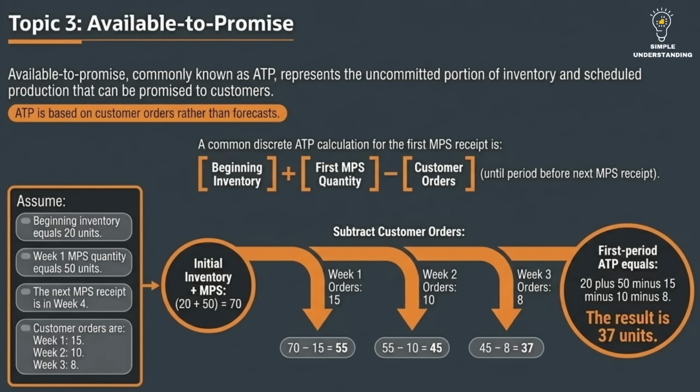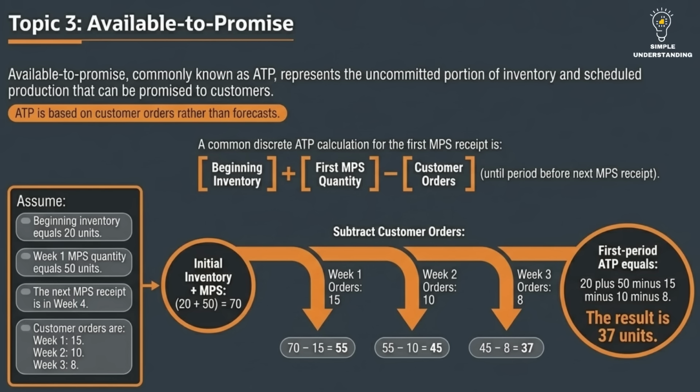Topic 3. Available to promise. Available to promise, commonly known as ATP, represents the uncommitted portion of inventory and scheduled production that can be promised to customers. ATP is based on customer orders rather than forecasts. A common discrete ATP calculation for the first MPS receipt is beginning inventory plus the first MPS quantity minus customer orders until the period before the next MPS receipt.